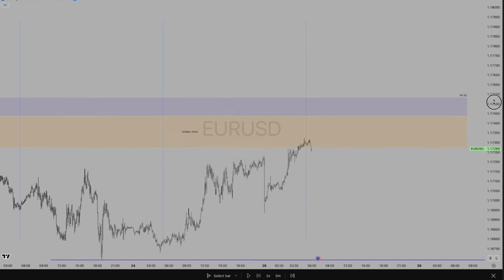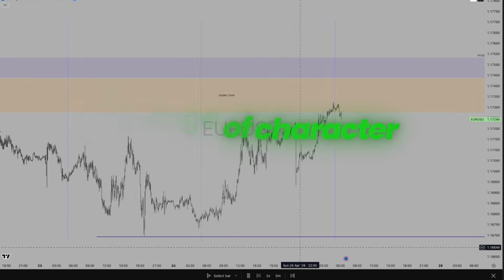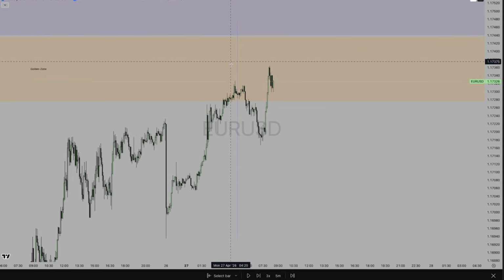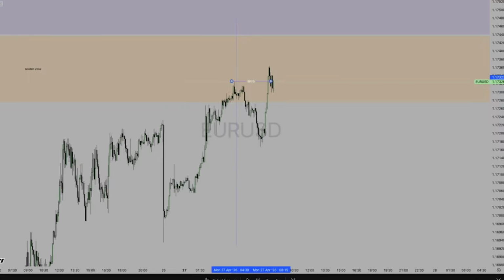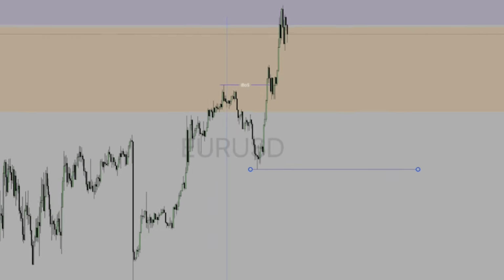All we want to see is a change of character. So playing this forward, this then becomes our internal break of structure here, and this low you see here becomes the zone where we break. We are now more confident to take the trade.